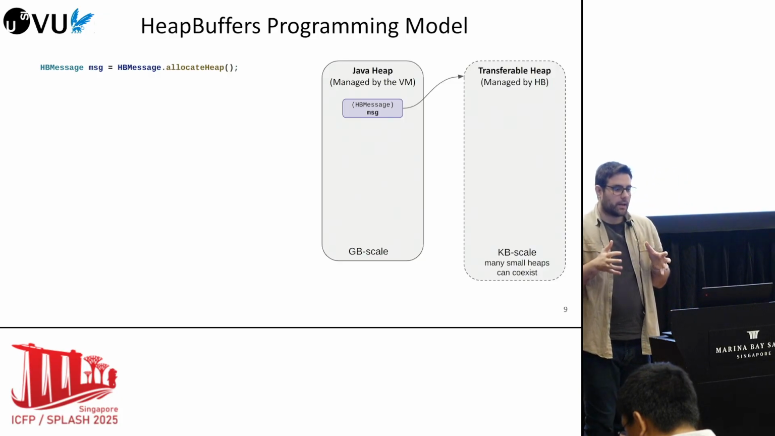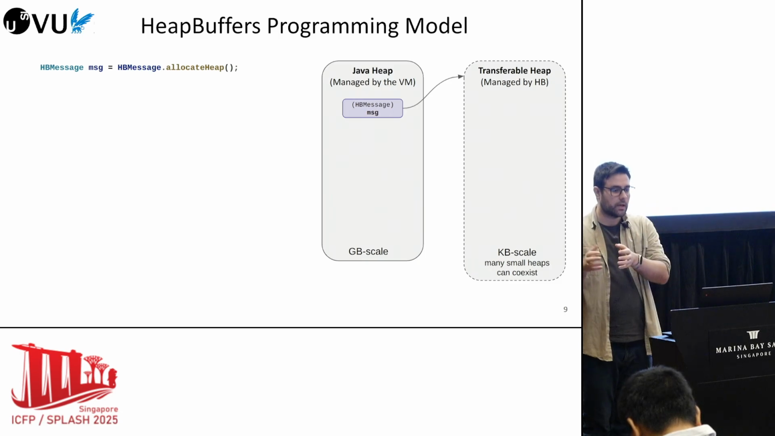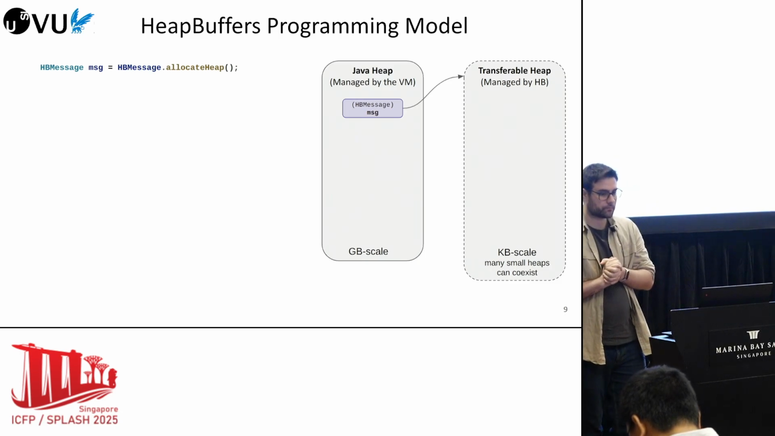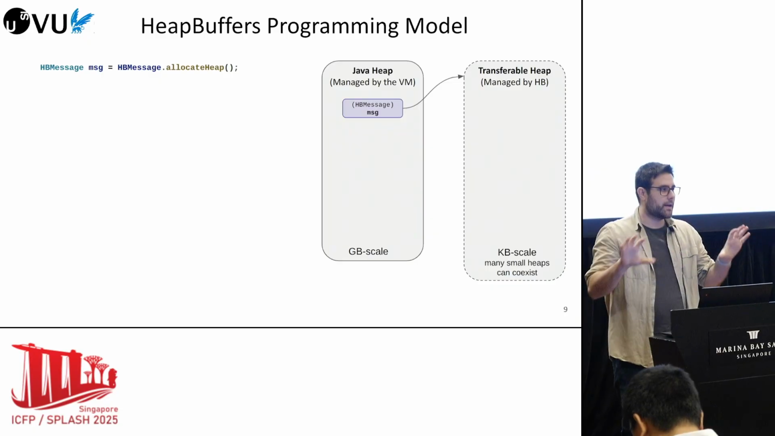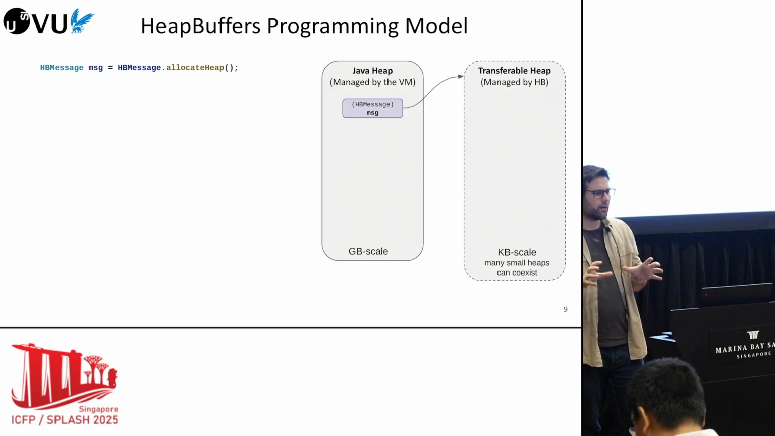HeapBuffer objects are allocated in a special memory region that is called the transferable heap. Okay, so this is separated and isolated from the main Java heap. Here, all objects that are allocated will be HeapBuffer objects. They will have FlatBuffers layout, and they will be managed by their own GC.